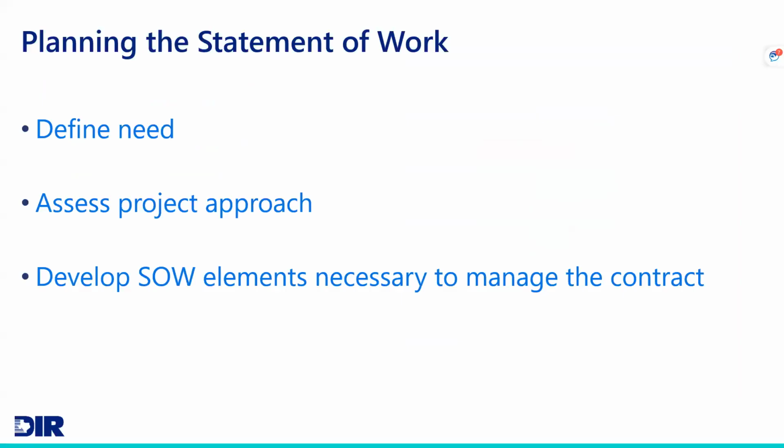So when you do write a statement of work for maybe an IT related project, it's important that you define the need. Why are we doing this project? What are we trying to accomplish with this? And also assess the project approach. Make it a project rather than just a task. Typically, an IT related project is just that, a project. It's going to involve many different types of functions. So make a project of it. And then you're going to need to develop those statement of work elements that are going to be necessary to manage the contract to get your project done and get the results that you need.